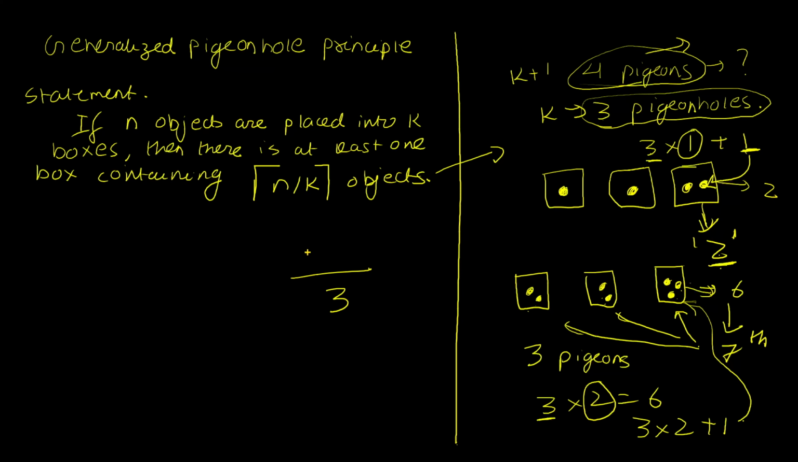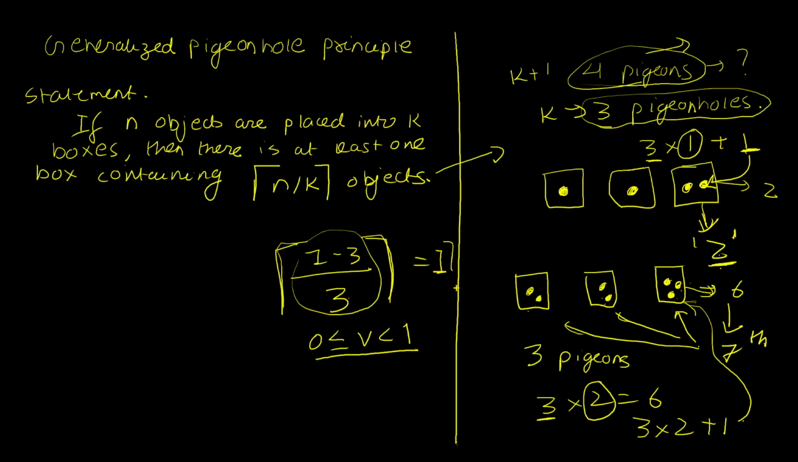If I have any number of pigeons from 1 to 3, you should be able to see that this value will always be greater than 0 and at most 1. Because if I choose 1, I get 1 by 3. If I choose 2, I get 2 by 3. And if I choose 3, I just get a 1. And when I take a ceiling of this value, I'm getting a 1. So what is this 1 saying? Well, it is saying if you have 1 to 3 pigeons, you can only guarantee 1 pigeon in each pigeonhole. And that is correct. If I have only 3 pigeons, I could put them 1, 2 and 3 like so.